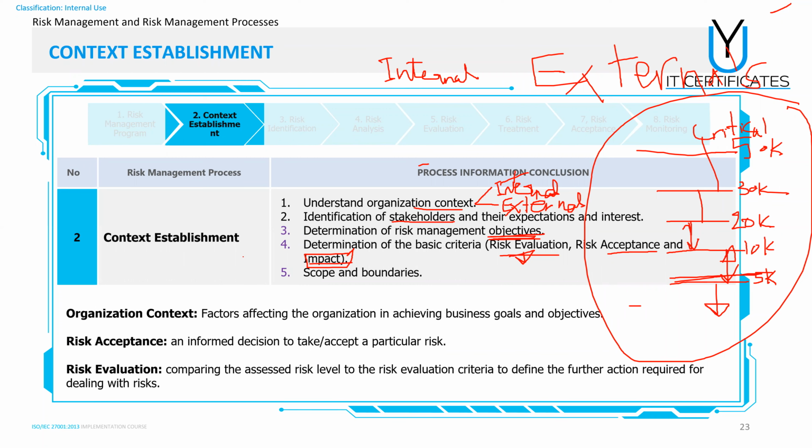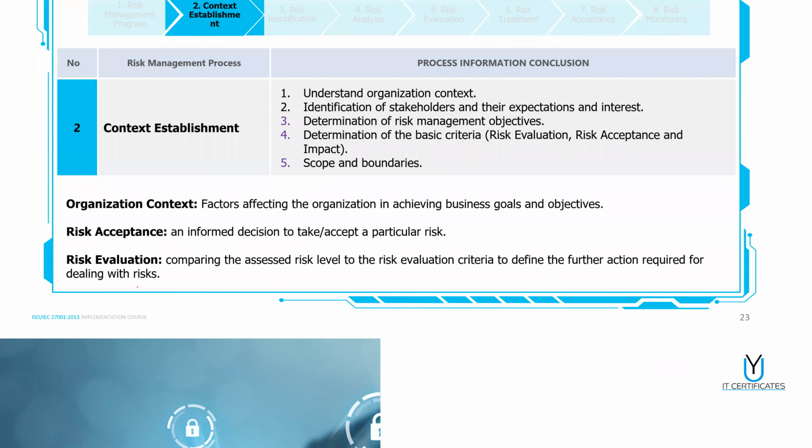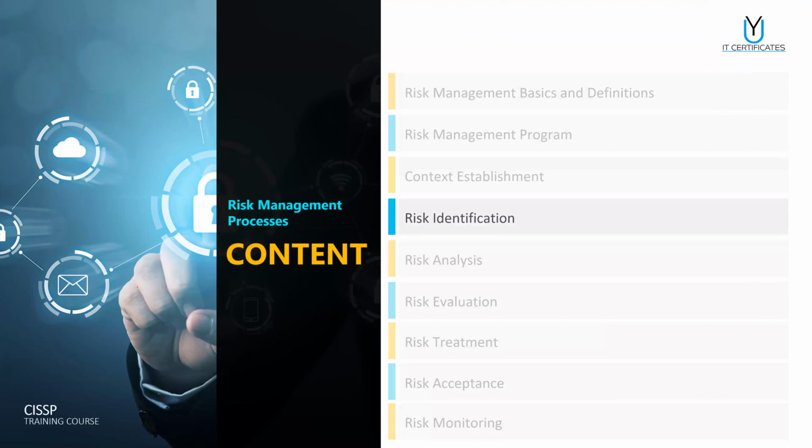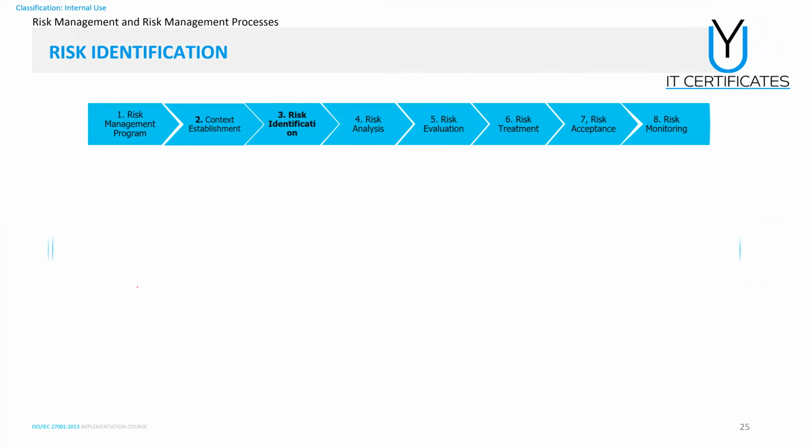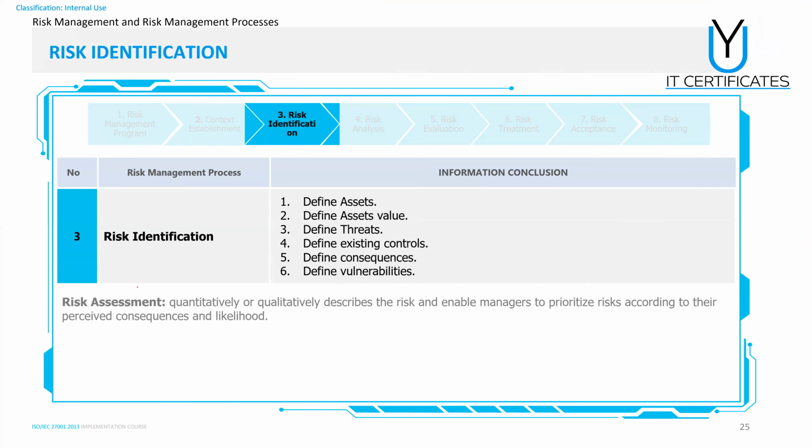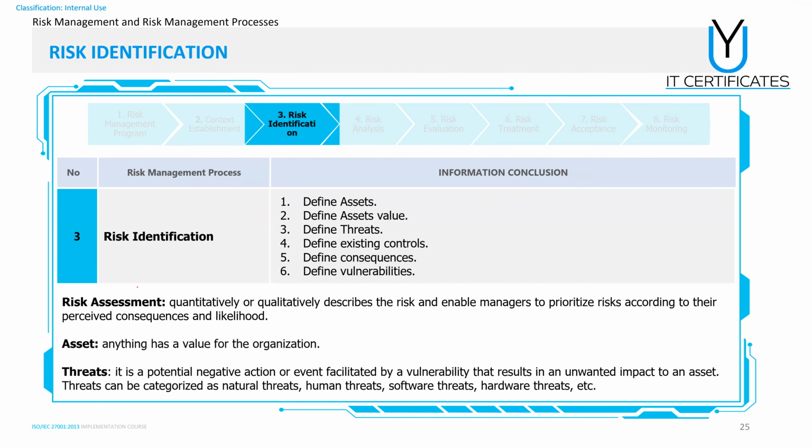We will continue with the risk management processes, process number 3. Process number 3 is risk identification, and this is one of the most important processes which we have to work on. Although it seems very easy, it is very important to take into consideration all the steps to do it properly.